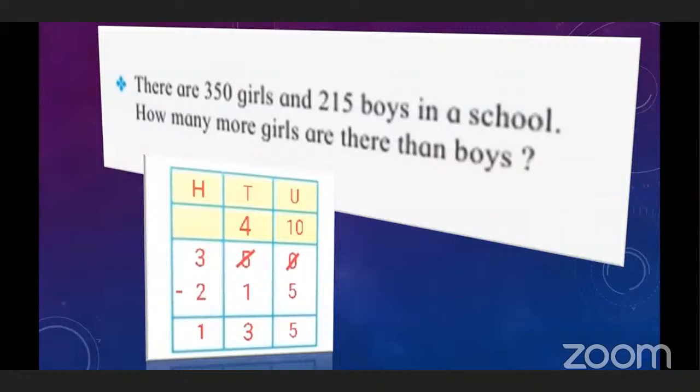So 135 more girls are there than boys. I got this answer to the question, how many more girls are there than boys. So while completing your operation, you have to write down there, 135 more girls are there than boys. This will be the right answer for you. While solving this kind of word problem, you have to be careful, students. Okay, let's proceed to the next one.